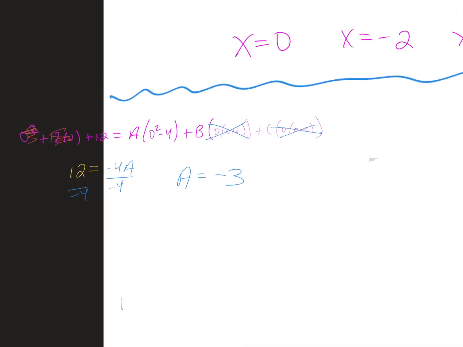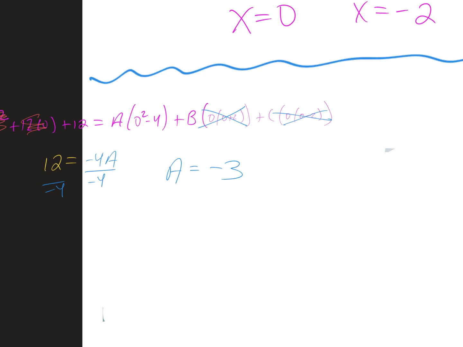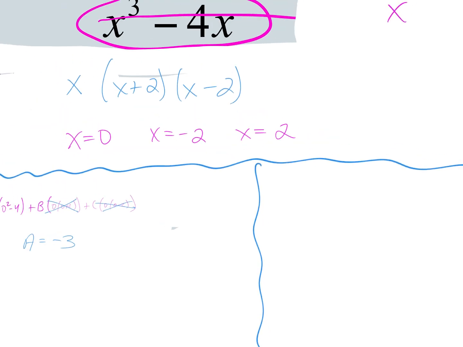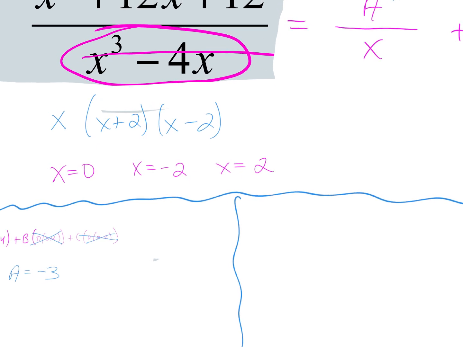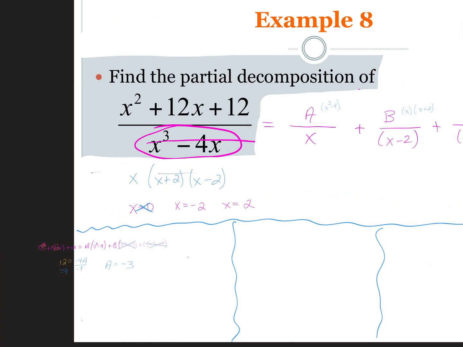Again, a lot of writing, yes. But the math behind this is not real hard. You just got to be super careful. You guys cannot make little mistakes. Little mistakes make big impacts on problems. So now I'm going to evaluate. I used 0, so now I'm going to use negative 2.